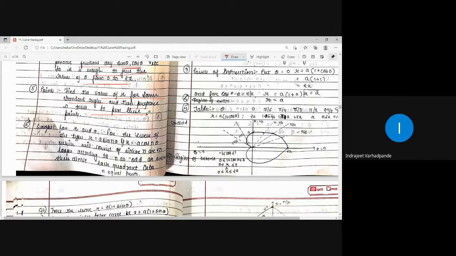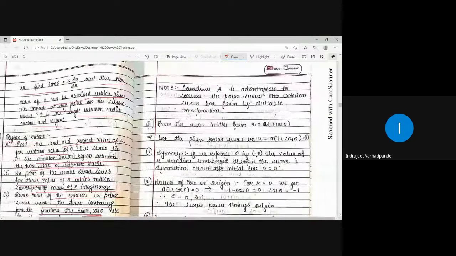Now here the new concept is loops. How to determine how many loops will be generated? It depends on the given equation. Loops for r and theta. For the curves of the type r is equal to a sine n theta and r is equal to a cos n theta, which will consist of either n or 2n loops according to n being odd or even, divide each quadrant into n equal parts. Depending on the value of n, we will be dividing the quadrant into that many n parts.